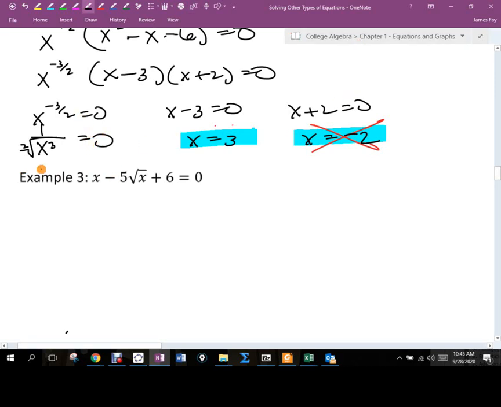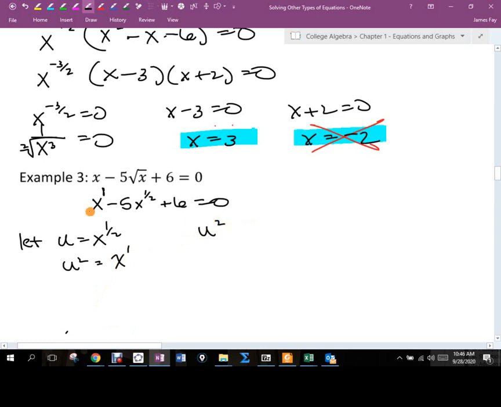Okay, so if we go back up to example 3, if I rewrite this as x minus 5 x to the 1/2 plus 6 equals 0, that's x to the first, right? So it's a 2-to-1 relationship. So if I let u equal x to the 1/2, then u squared would equal x to the 1/2 squared, which would just be x to the first, right?